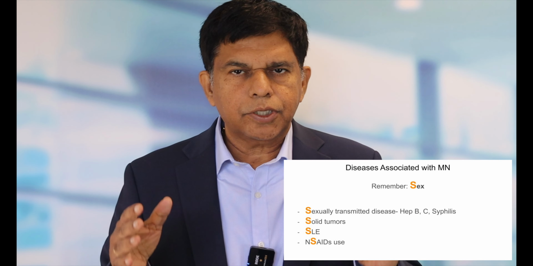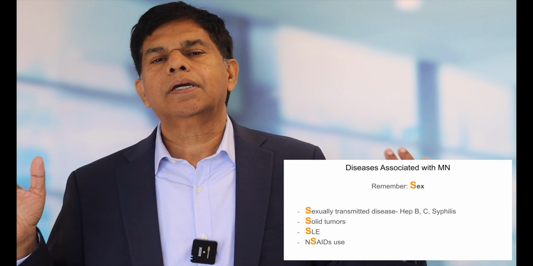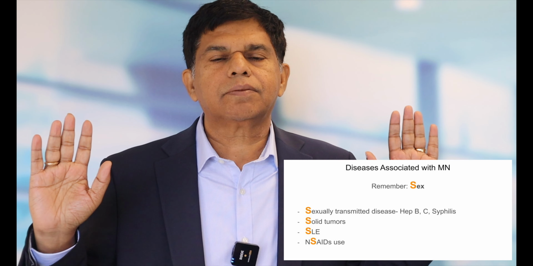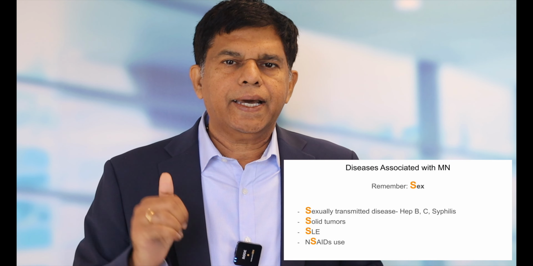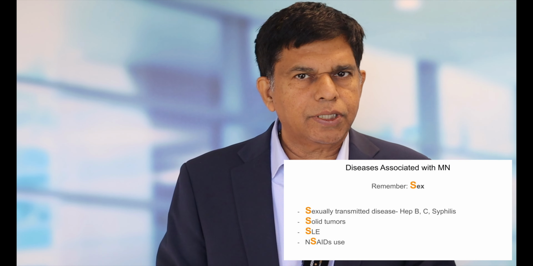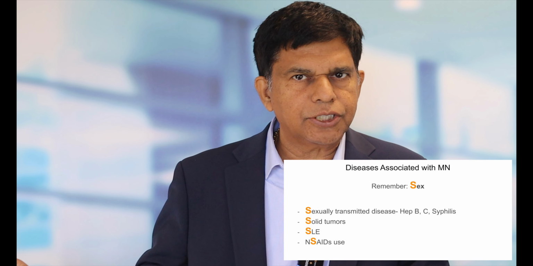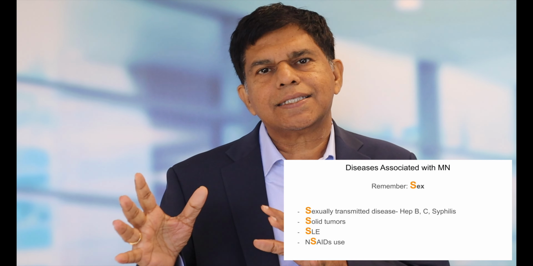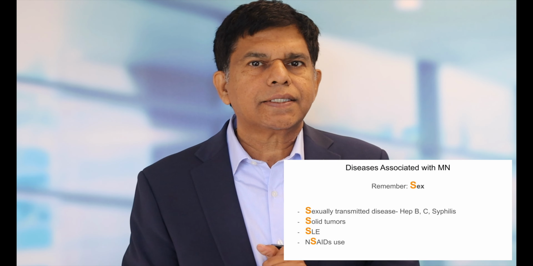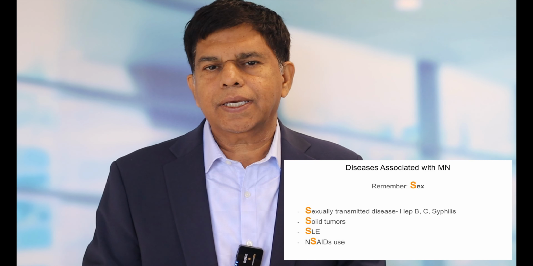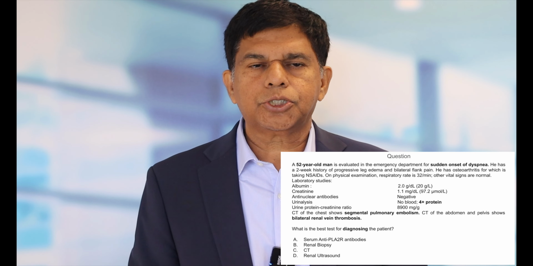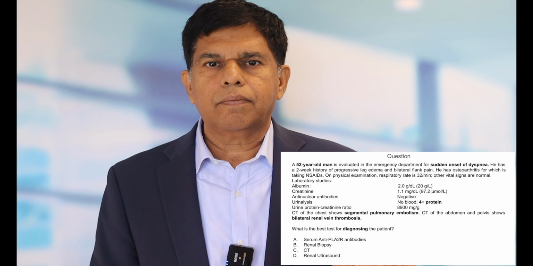Okay. So when you talk about membranous nephropathy, there's a mnemonic. We just created the mnemonic. It's the first mnemonic I ever created. Just remember SEX. Start with sexually transmitted diseases. You have hepatitis B, C, and syphilis in that category. The next S is solid tumor. And S is associated with SLE, and S is NSAIDs also. The main point is the association with solid tumors. Remember the mnemonic, okay?